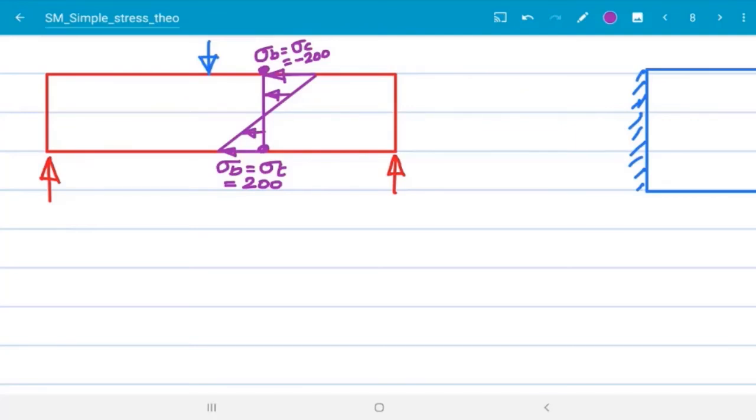Both are having the same magnitude. 200 megapascal, 200 megapascal. Which is critical? Tension or compression? Answer, please. Tension or compression? Okay, very good. Compression, right?